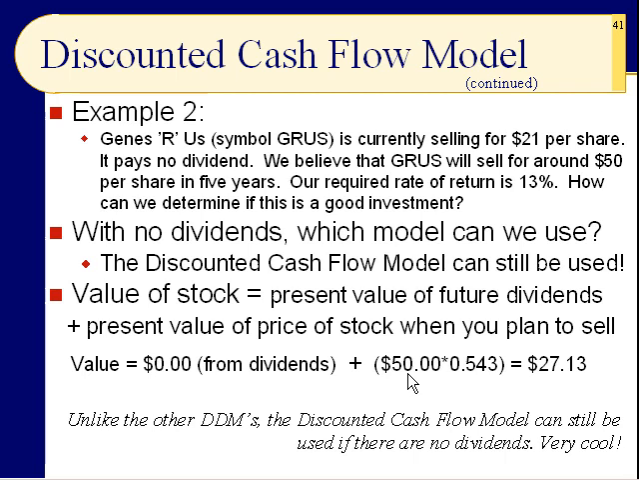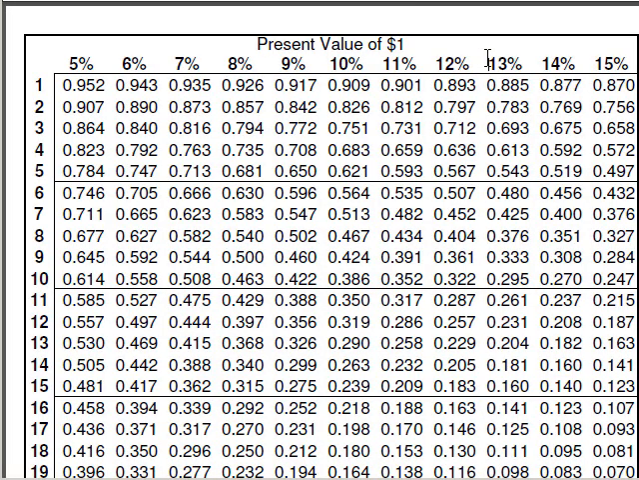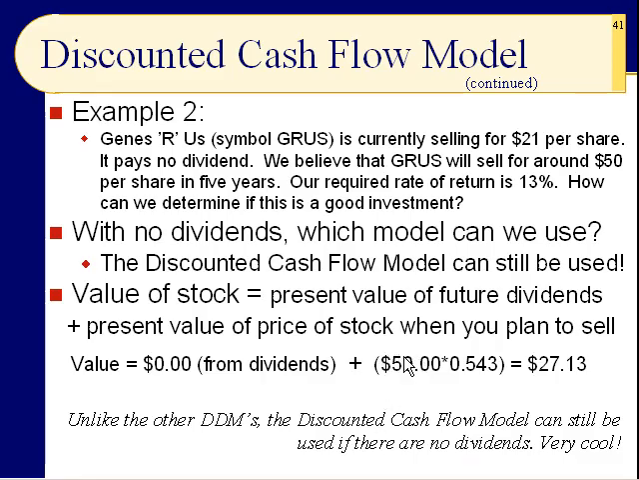We can bring that $50 in 5 years back to our time right now, back to the present, by using the discounting calculation, the present value calculation. So what do we need to do? We need to go to the present value table for 13% for 5 years. So there's the years, and here's the 13%, 0.543. See that, folks? So we multiply the $50 times 0.543, and that tells us that we perceive the stock to be worth $27.13.